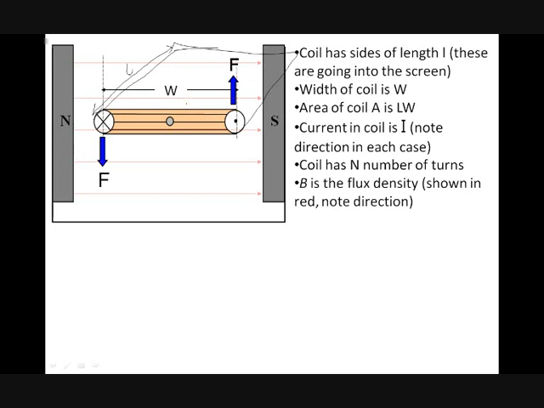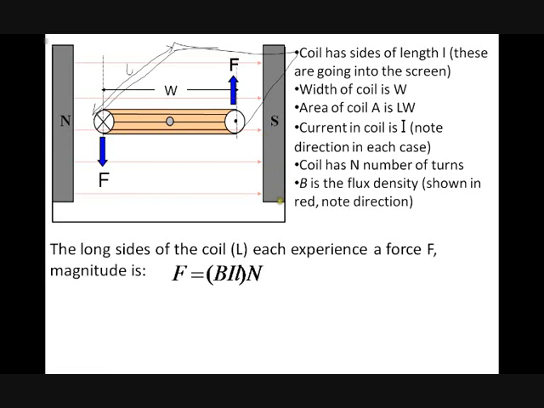And B is the flux density, shown in red. So the flux density here is from north to south, so our magnetic field lines, or our lines of flux, are going across the screen. The long sides of the coil L cross the magnetic field at right angles, so each of them experiences a force F. Now the magnitude of this force we know from last session is BIL.